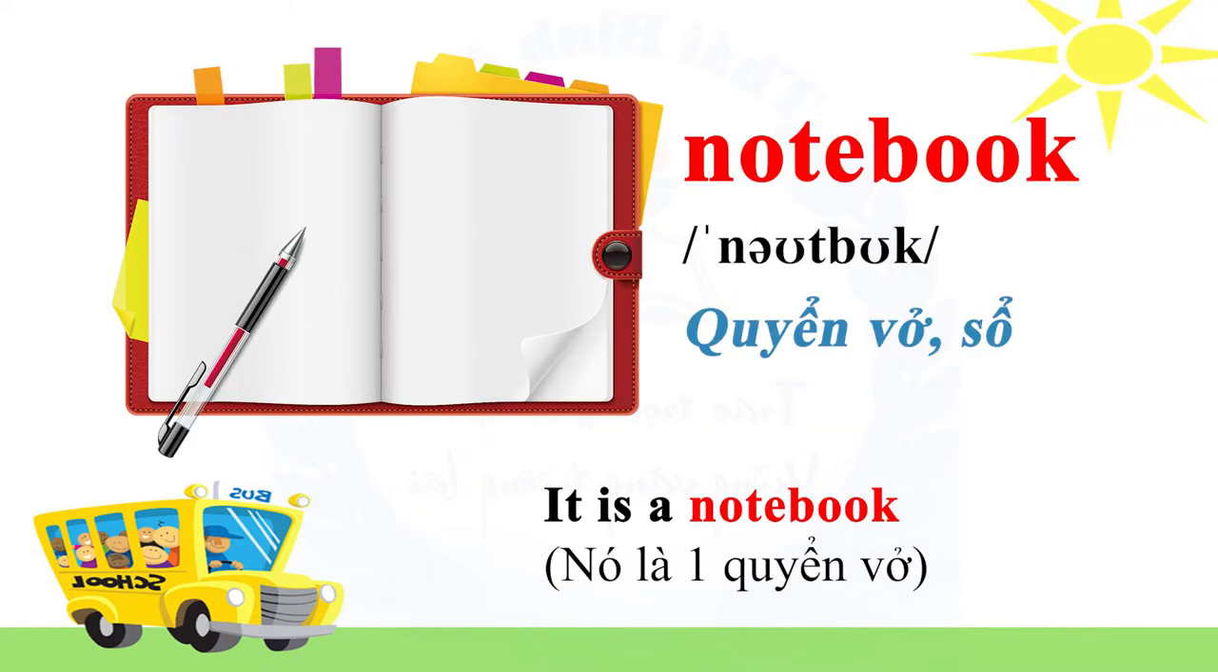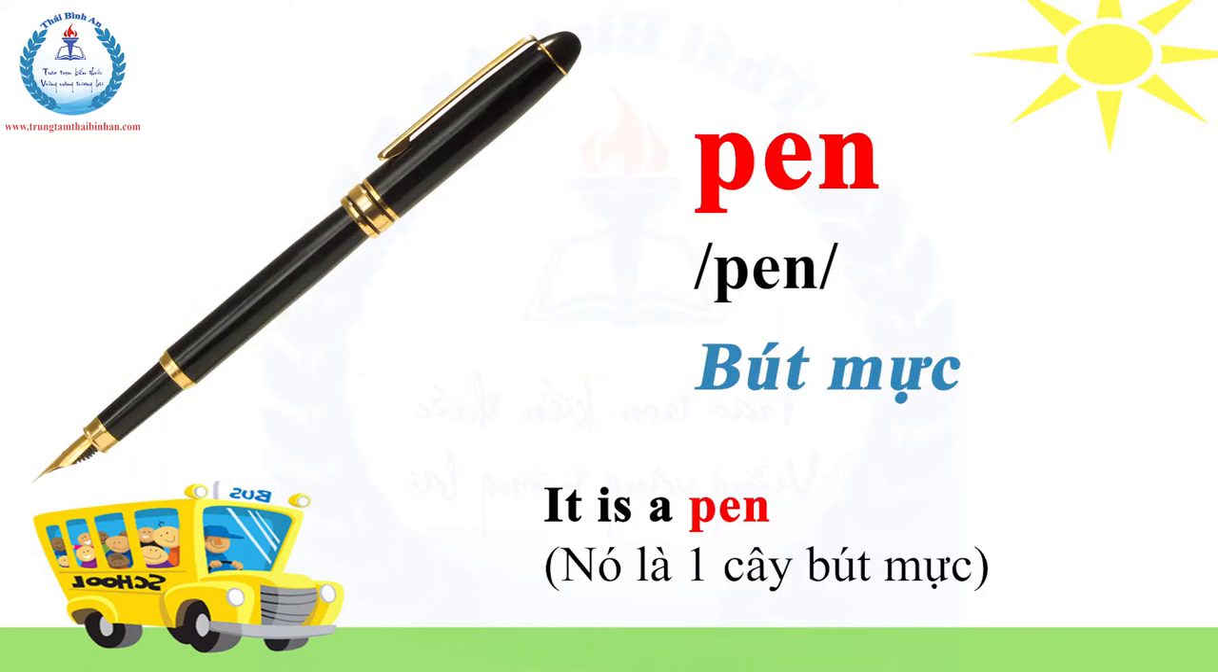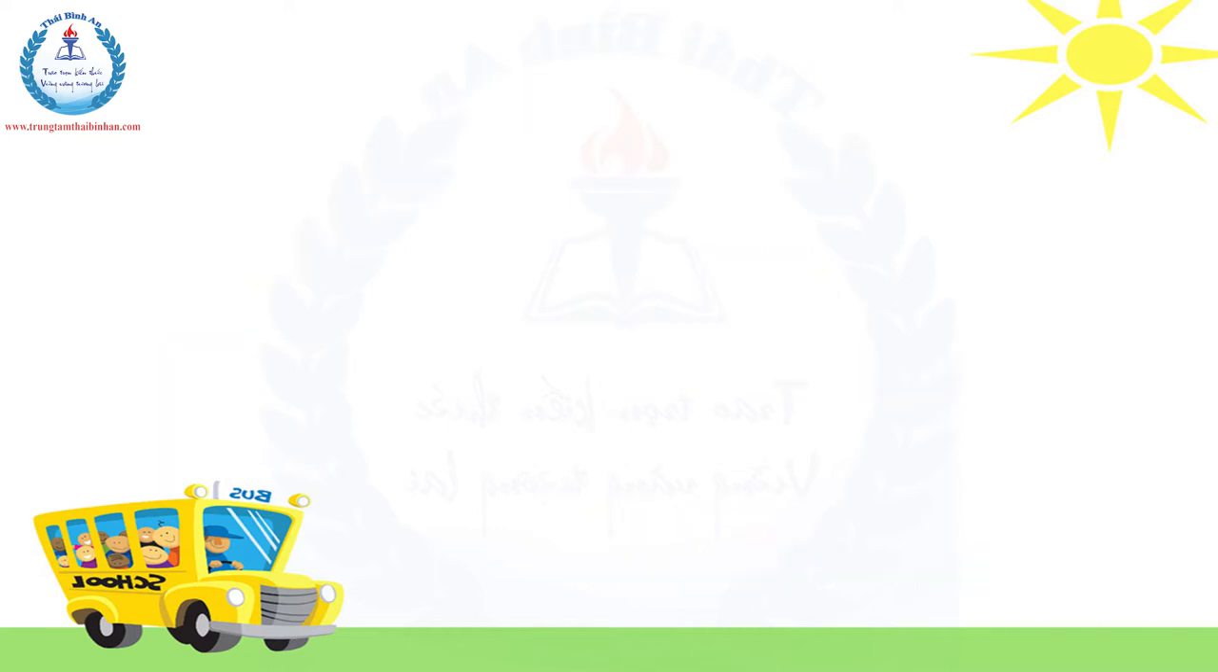Quyển vở, sổ. Notebook. It is a notebook. Bút bi. Biro. Ballpoint. It is a biro. Bút mực. Pen. It is a pen.